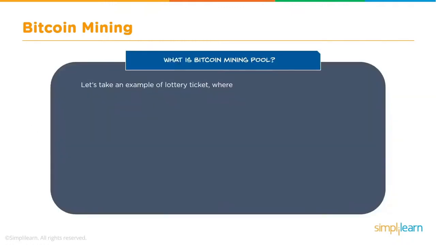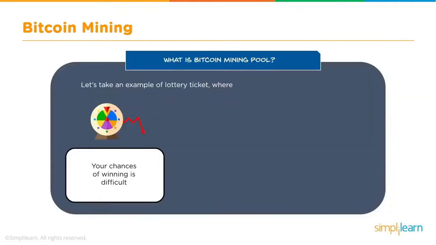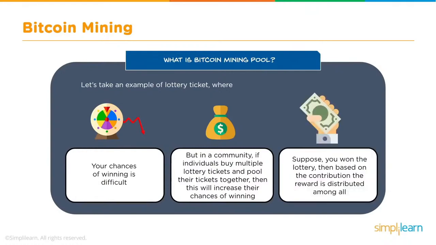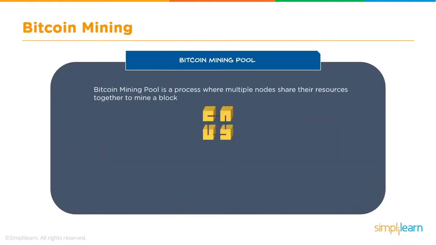So let's take an example of a lottery ticket where your chances of winning are difficult. So we are talking about what is a Bitcoin mining pool. Your chances of winning the lottery are difficult, but in a community, if individuals buy multiple lottery tickets and pool their tickets together, then this will increase their probability and chances of winning. So suppose you won the lottery, then based on the contribution, the reward is distributed amongst all the participants. Bitcoin mining pool is a similar thing.